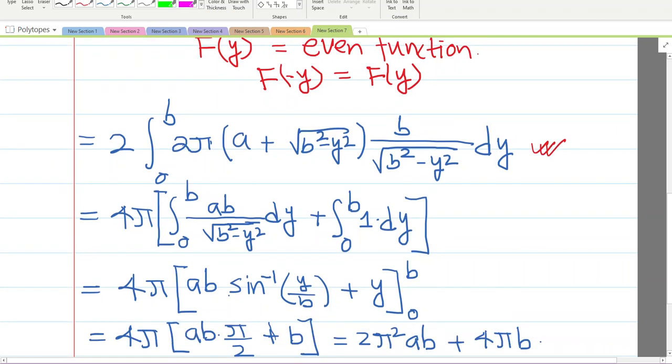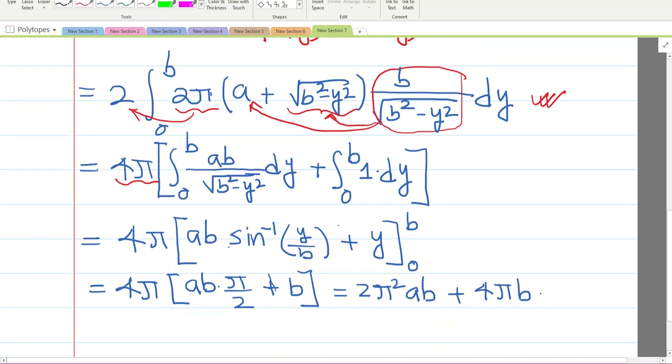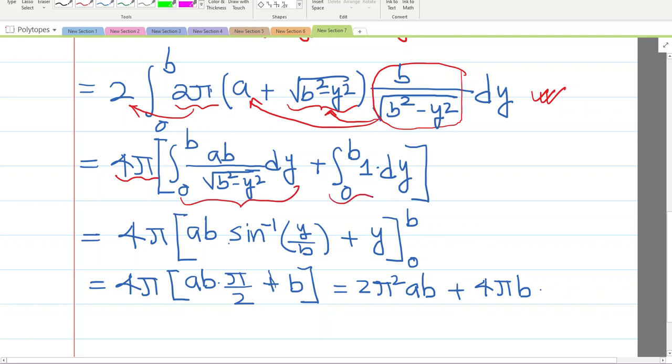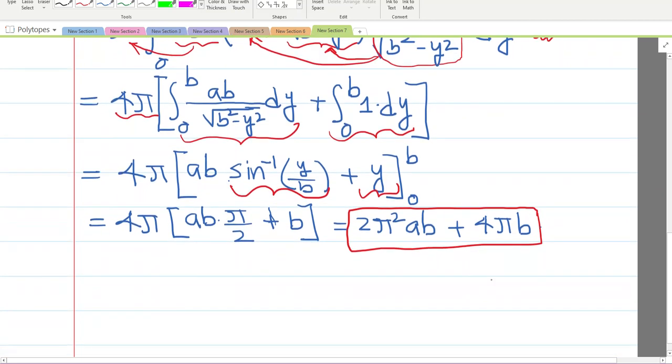If we factor 2 pi out, it would be 4 pi right here, and then separate this into two integrals. So distribute this into this and then into this. Okay, so we get two different integrals. The antiderivative of the first integral is arc sine, or inverse sine, and that's just y. And if you do all these things, we can get this one. Okay, so this is just the surface area of the part of the torus.